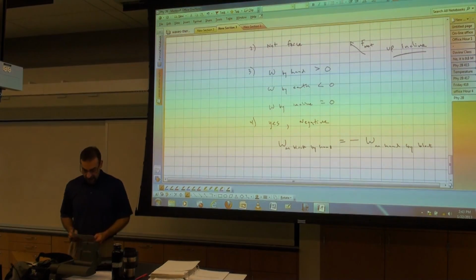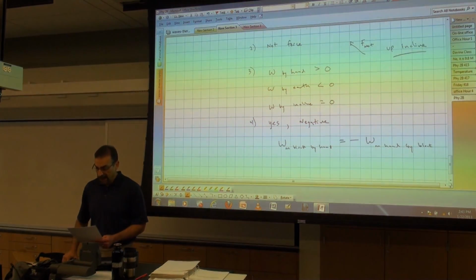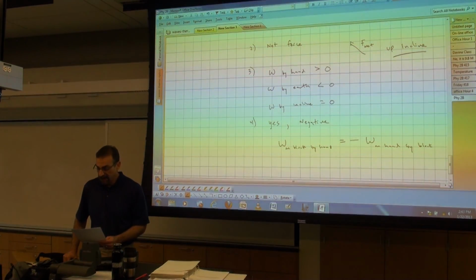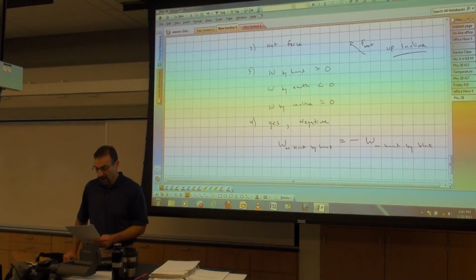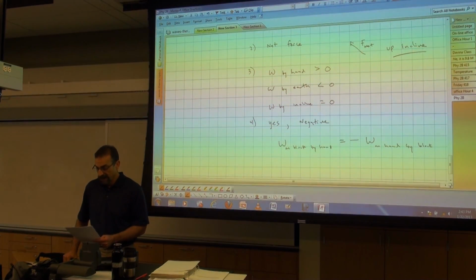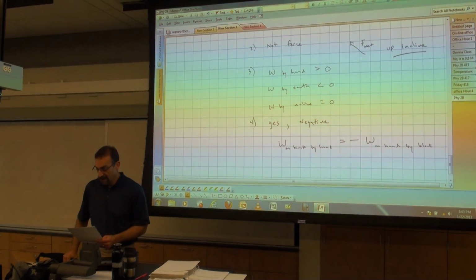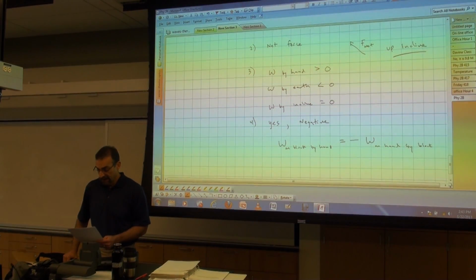Number 5 on the next page: the work-kinetic energy theorem states that the change in kinetic energy of a rigid body is equal to the net work done on that body. So explain how your answers in part 3 are consistent with this theorem.